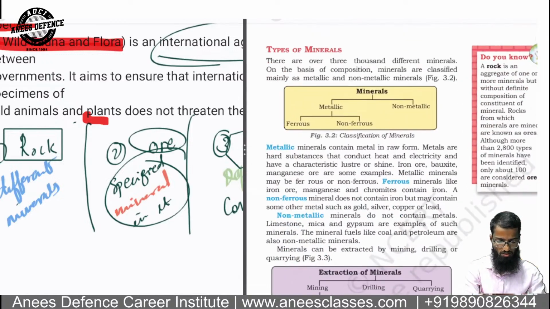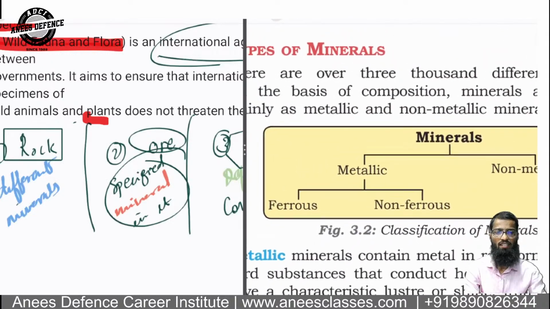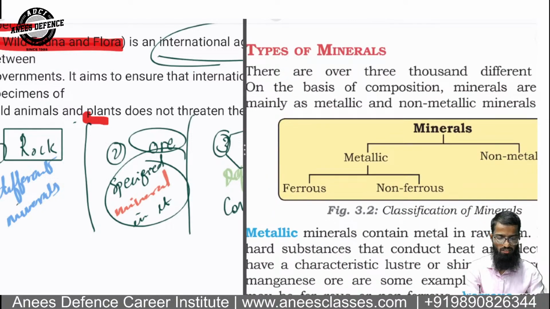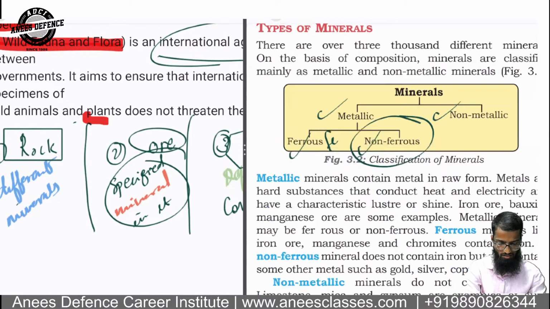So now, minerals can be further classified into metallic and non-metallic minerals. And metallic minerals are further classified as ferrous and non-ferrous. Ferrous means which contain Fe, that is iron, and non-ferrous means which will not contain the iron. Okay.